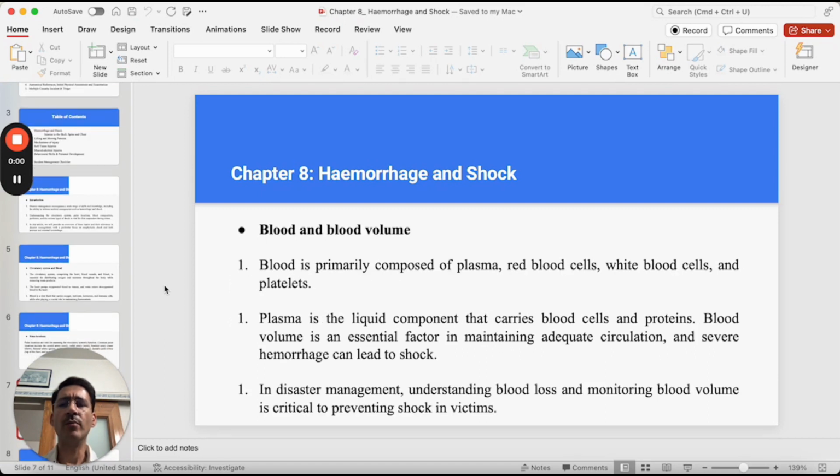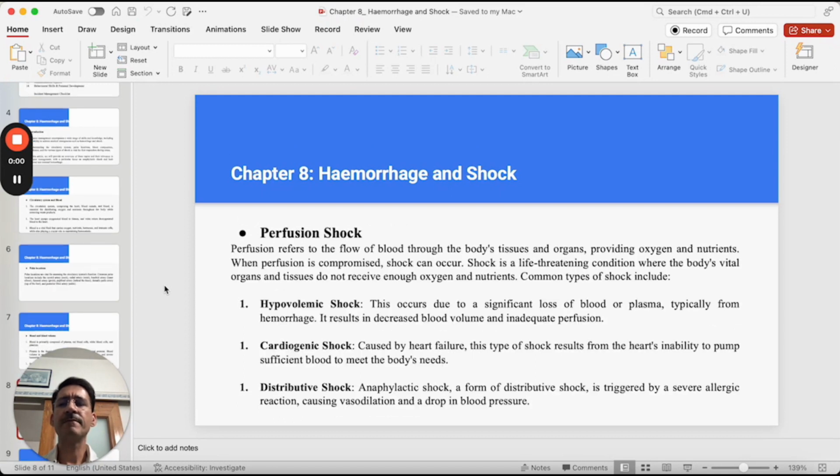Blood and blood volume. Blood is primarily composed of plasma, red blood cells, white blood cells, and platelets. Plasma is the liquid component that carries blood cells and proteins. Blood volume is an essential factor in maintaining adequate circulation, and severe hemorrhages can lead to shock. In disaster management, understanding blood loss and monitoring blood volume is critical to preventing shock in victims.